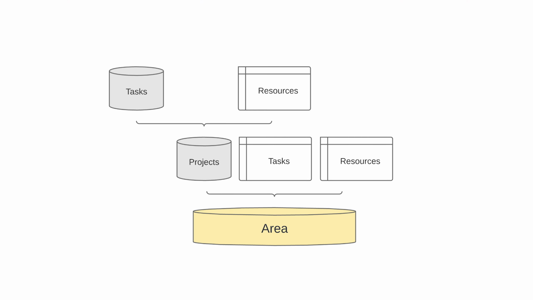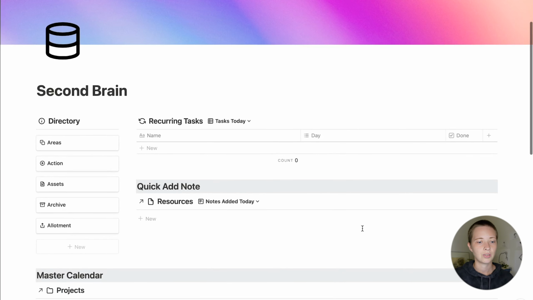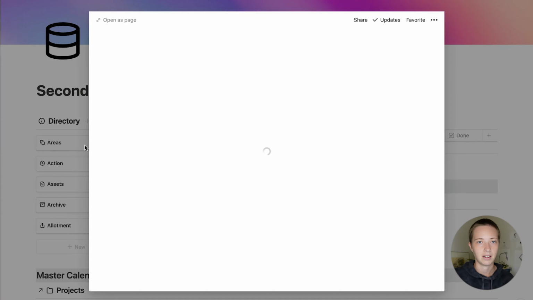With that being said, let's just get right into it. I'm going to show you how I would fill something like this out from front to back. So the first thing I would do is ignore this home page. And first I would look at the directory and click on areas at the very top, the first button there.